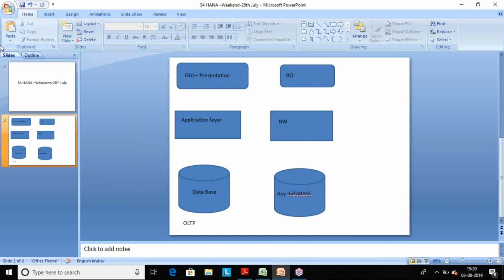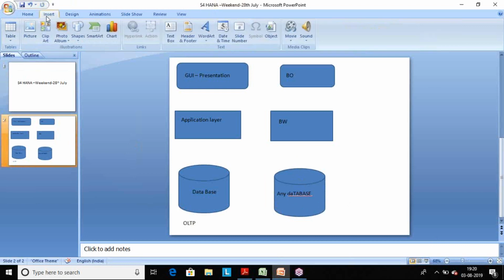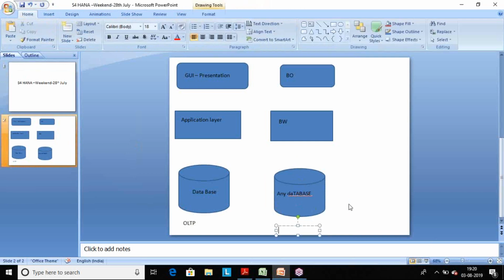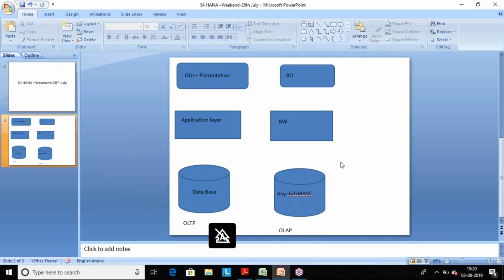The first problem is how we are going to take the data from the OLTP system to the analytic system. This system is your OLAP system. Initially, when your users are going to work, they are not going to work on the BW system. The regular transactions will be posted in this system, right? So they are going to feed the data here, and the data is going to be stored here.